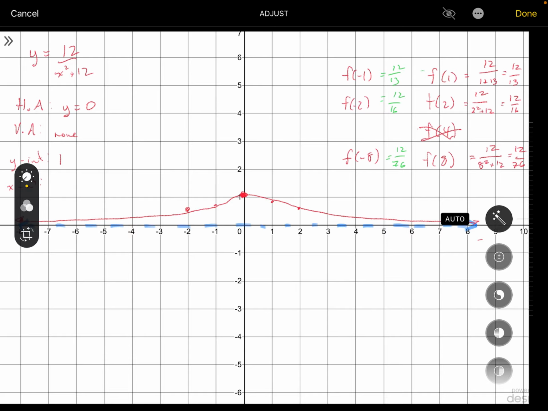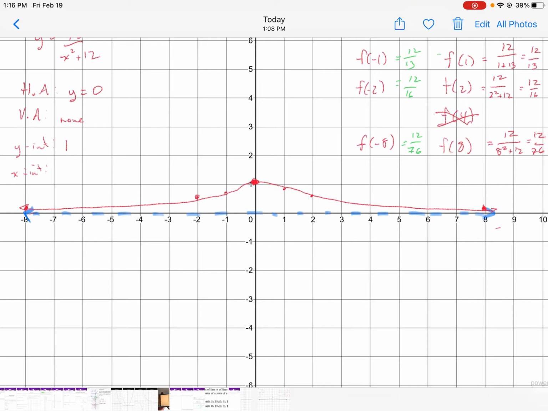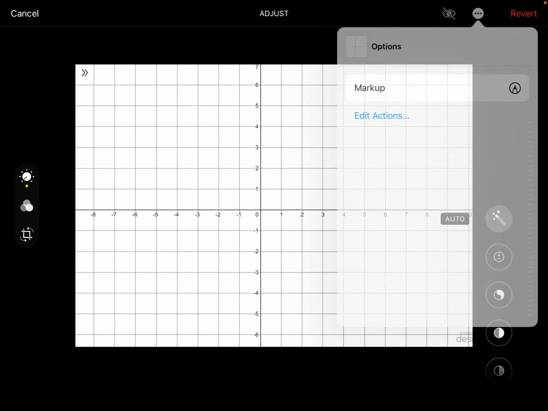So yeah, that was very unexciting. Let's maybe try to go to something a little bit more exciting. Let's pick another page here. I'm going to edit this.